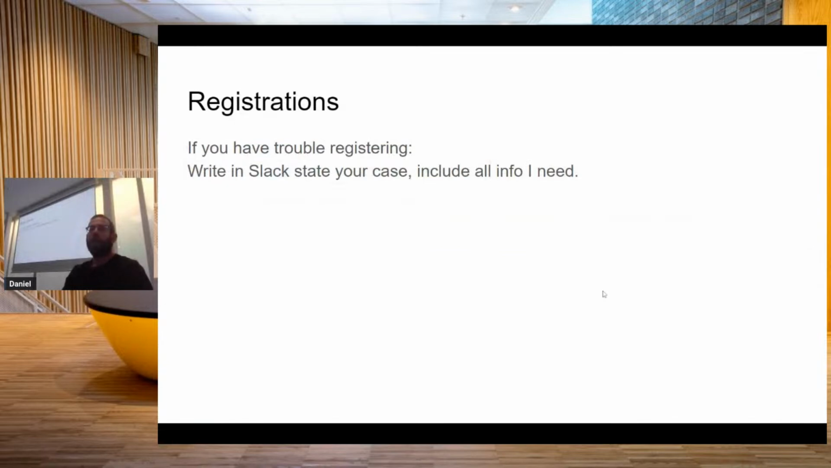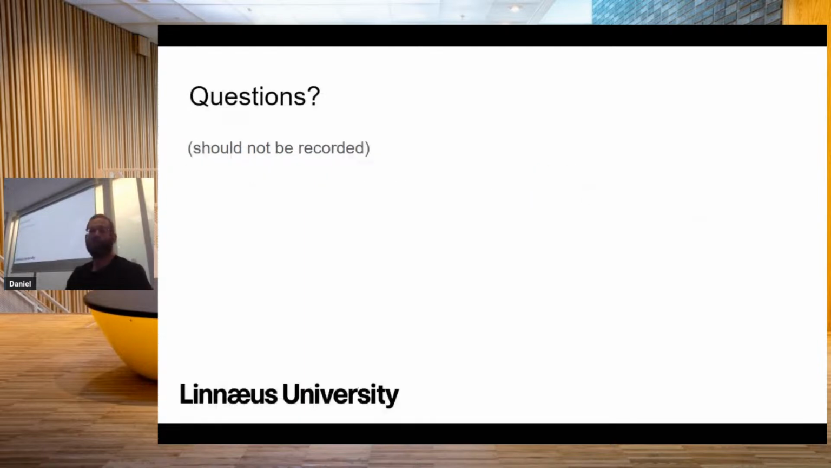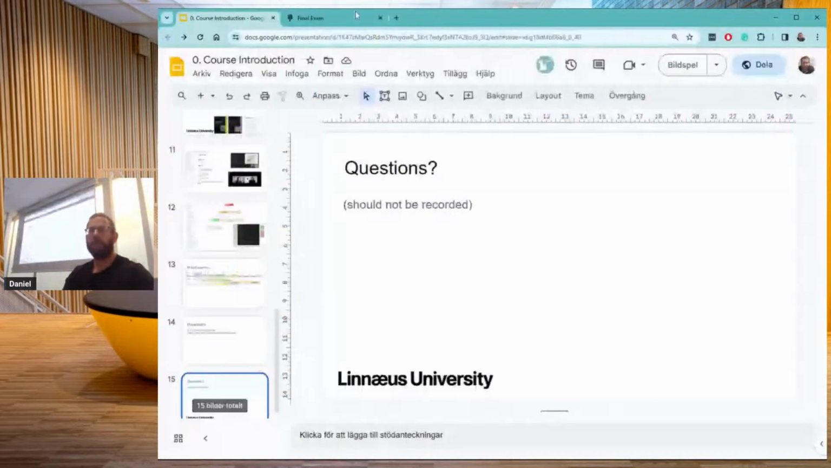Okay, so if you have trouble registering, write in Slack, state your case, include all information that I need. So questions, and they are recorded now, so you can write your questions in Slack or here in the classroom. Everything crystal clear? Cool. Okay.